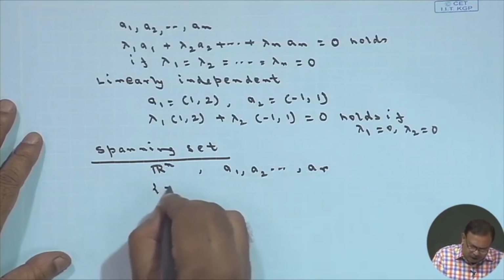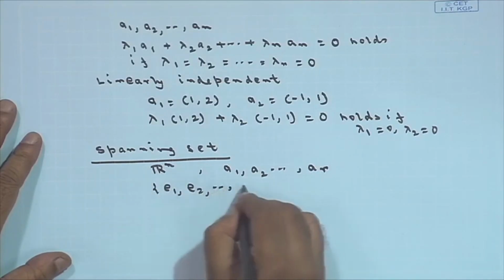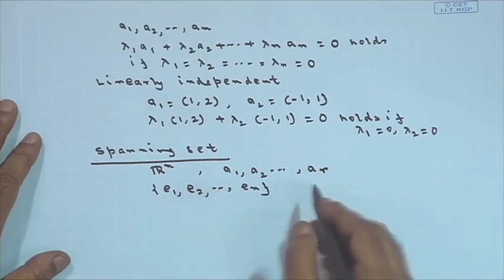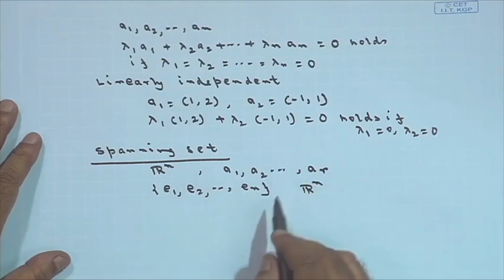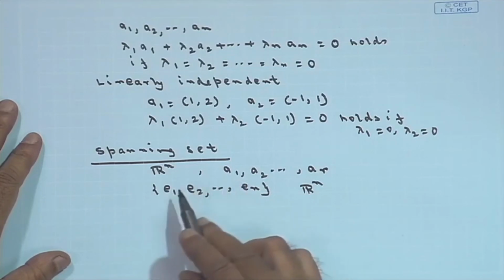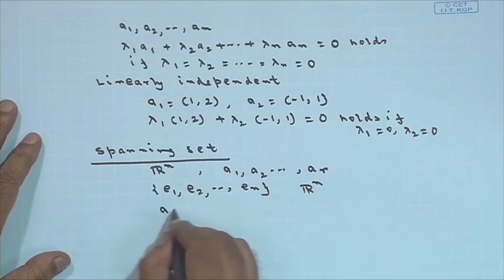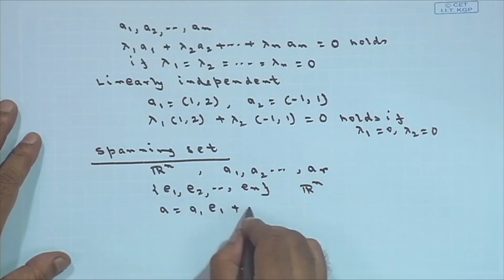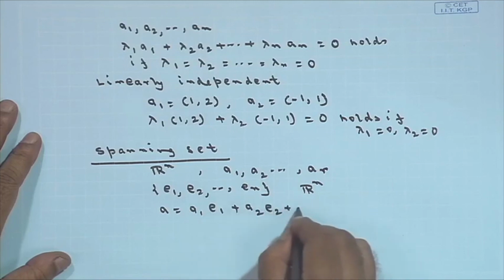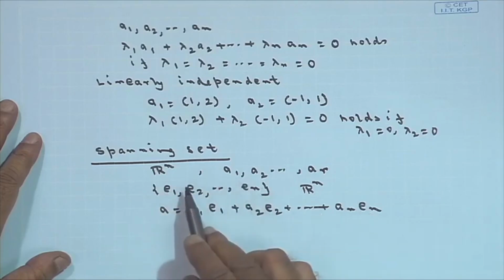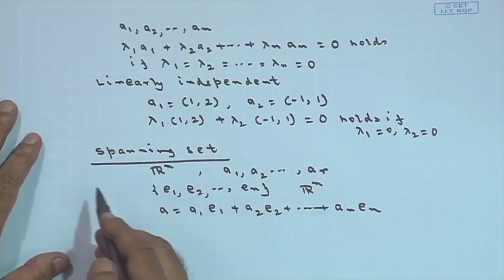Consider this one: e1, e2, ..., en. This set spans Rn, which means linear combinations of this set give us any vector of Rn, because I can write A equals a1 e1 plus a2 e2 plus an en. For certain values of a1, a2, ..., an, I can obtain this vector. So e1, e2, ..., en span all the vectors of Rn.